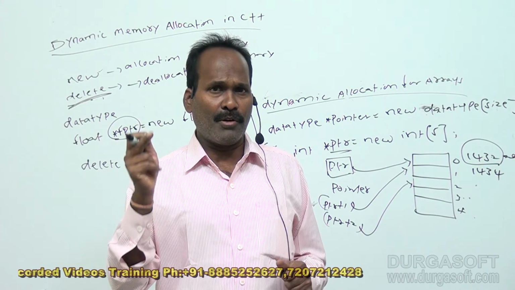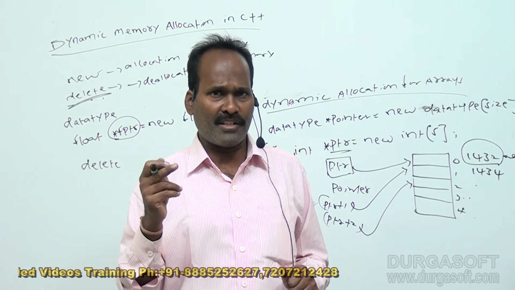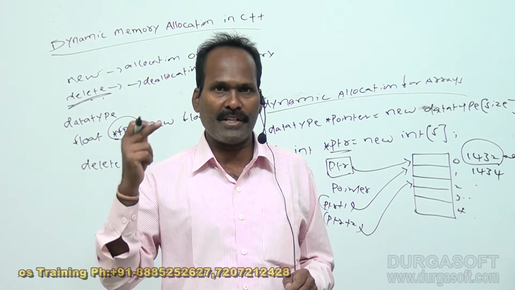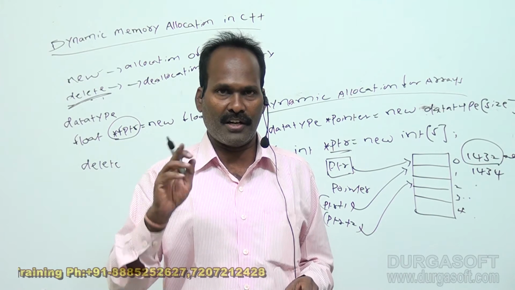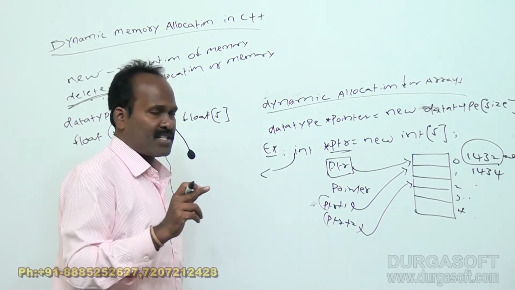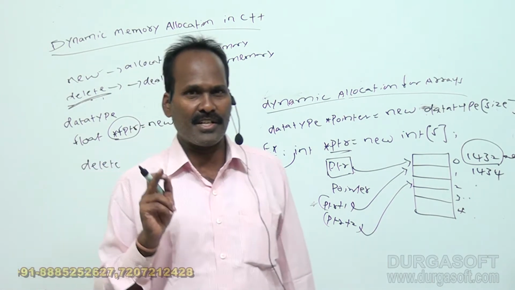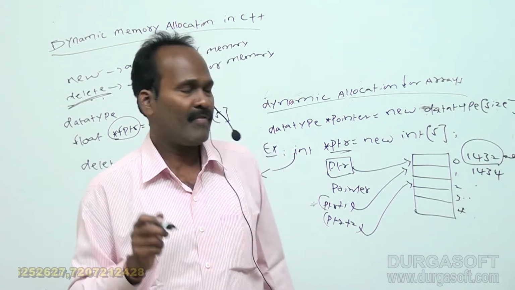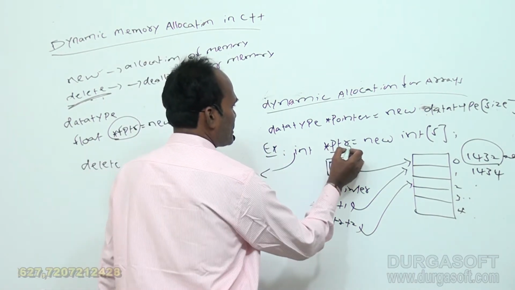It is going to return the starting address of the memory location to the operating system. Then it is the responsibility of the operating system to clean the memory, to deallocate the memory, to free the memory. The job of the delete function is just to return the starting location of the memory. In this case, what is the starting location here?